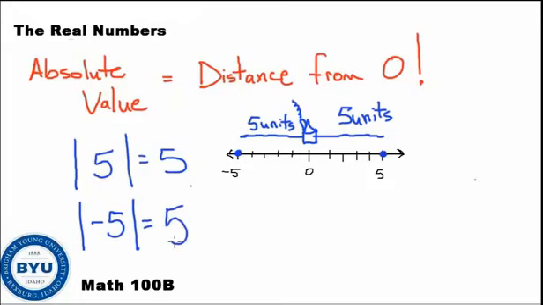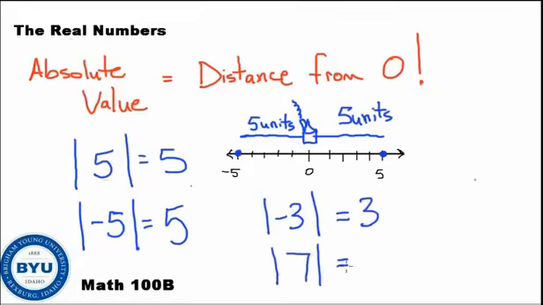Any value in an absolute value, once we figure it out, will always be positive because we're talking about distance. So what is the absolute value of -3? It would be 3. What's the absolute value of 7? 7, because it's 7 units away from 0.